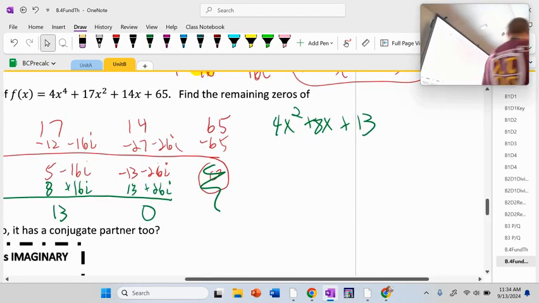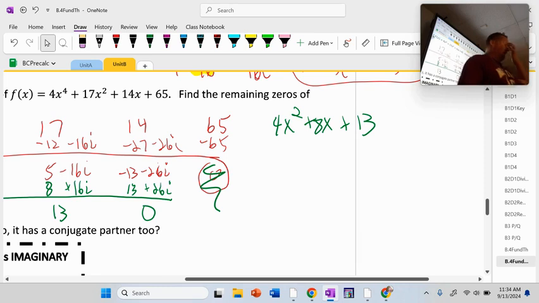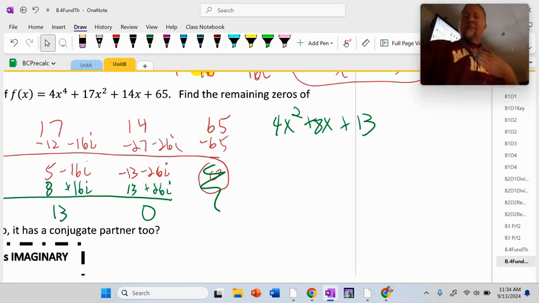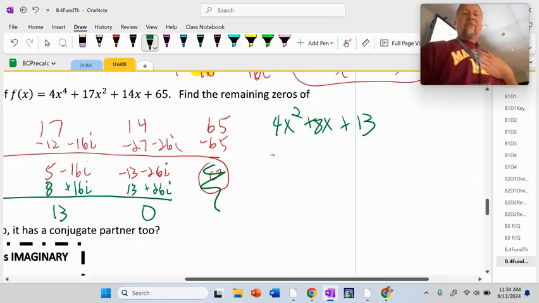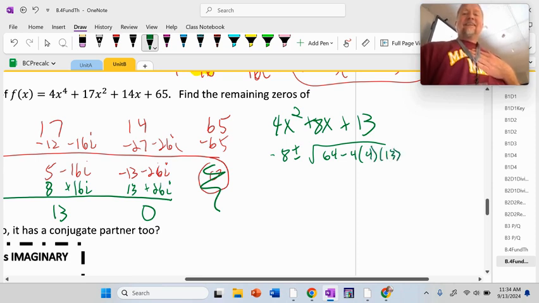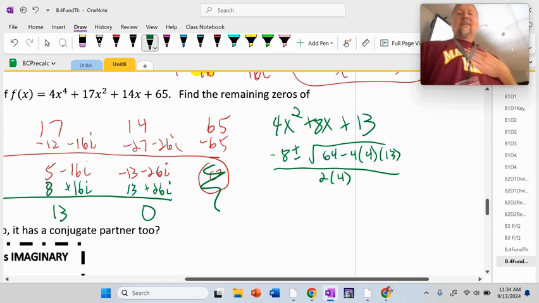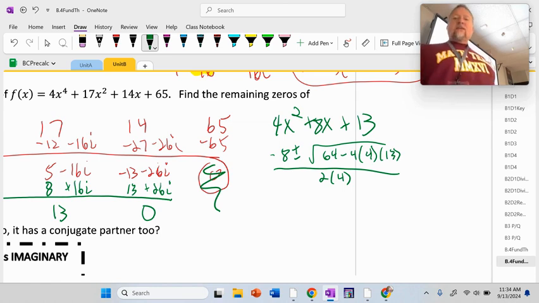Now, what do I have to do for this last part? Let me see. 13. Yeah, I don't see factoring going on here at all. No way. The opposite of b plus or minus the square root of b squared minus 4ac, all over 2a. I forgot I was taping. Okay, did I do that right? What's 4 times 4 times 13? What's 64 minus that product there? What do we end up with inside there?